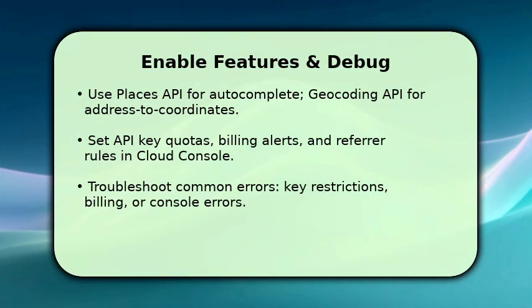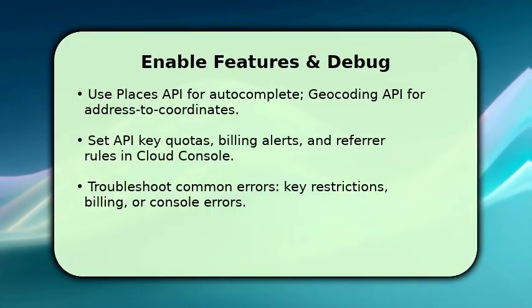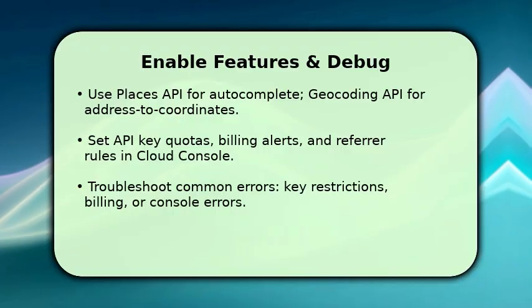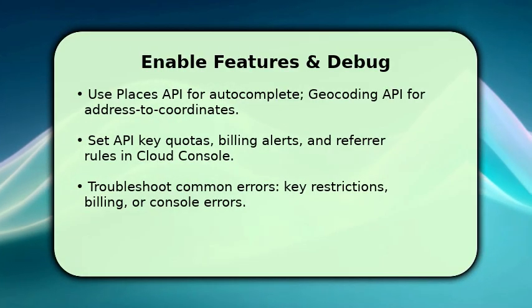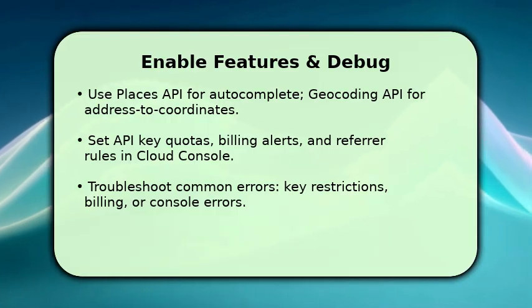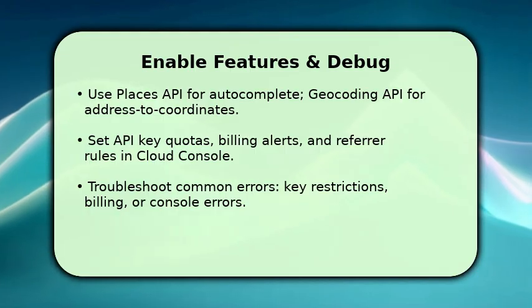Finish by enabling any extra APIs you need: Places for autocomplete, Geocoding for address conversion, and Directions for routing. Update your initialization to call these services where appropriate and test features on both desktop and mobile. Make sure key restrictions and quotas match your live domain, and set billing alerts to avoid interruptions.